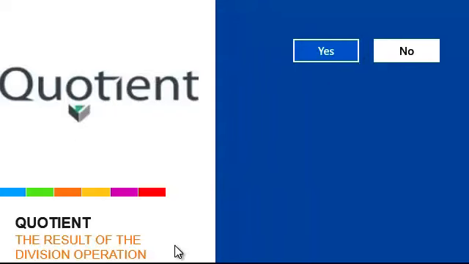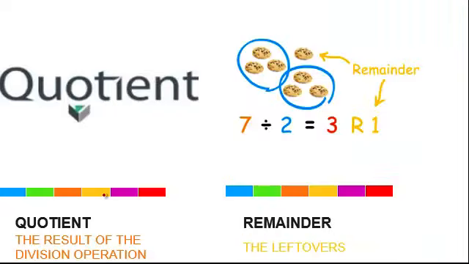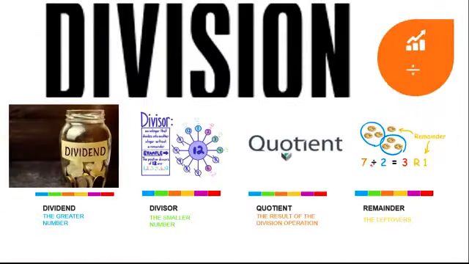And the fourth component is called remainder, and we do not always find a remainder in our questions. When I have, let's say, 7 cookies and I divide them by 2, then each one of you will take 3 and the remainder is 1. This is the remainder we are talking about. In other words, it's called the leftovers.